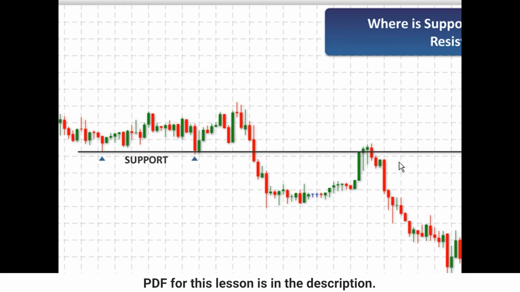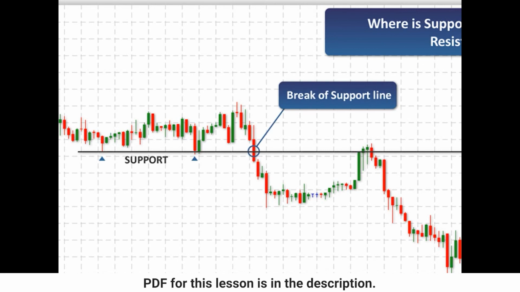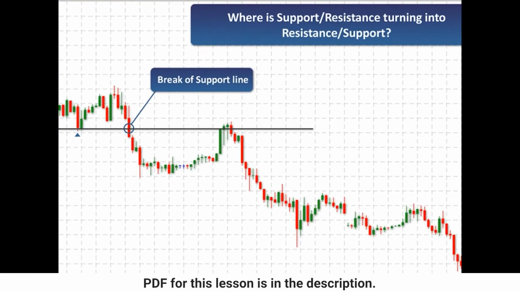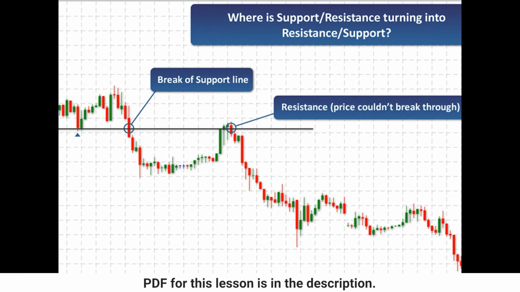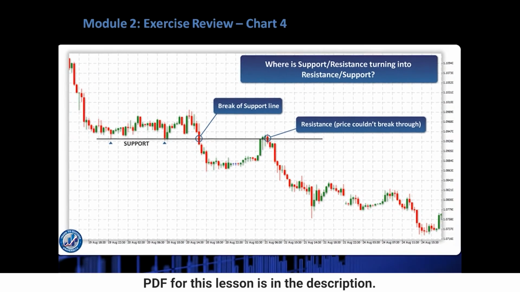So we have support with a break of support, and then when price comes back up and bounces off the line, it acts as resistance. So the support line has turned into resistance once price broke through it.